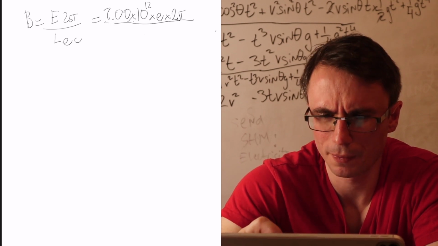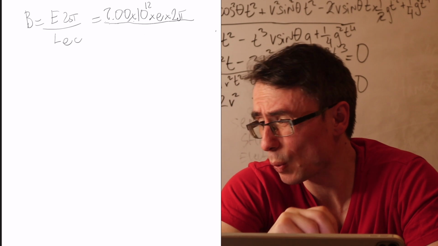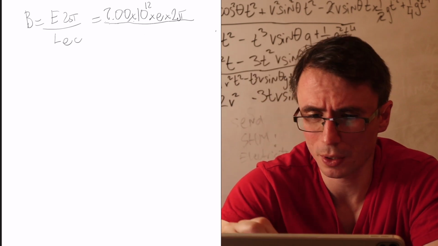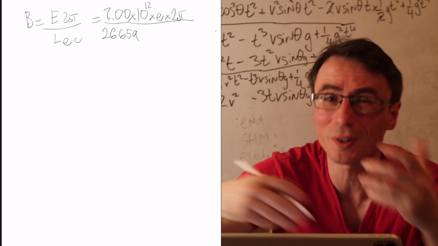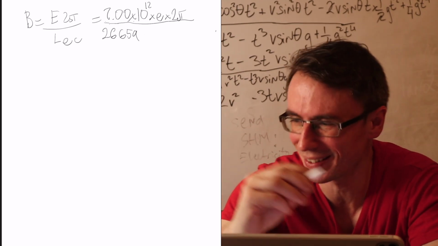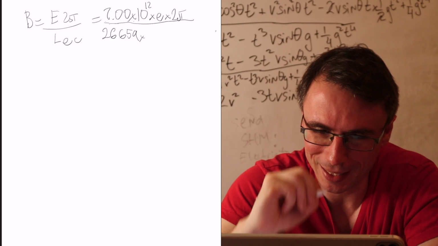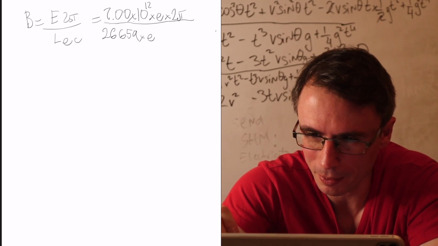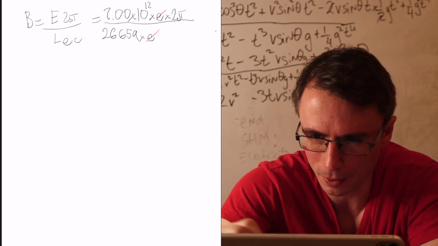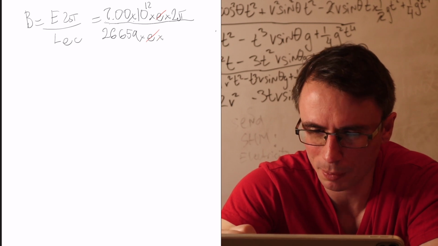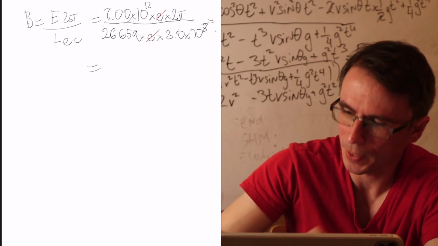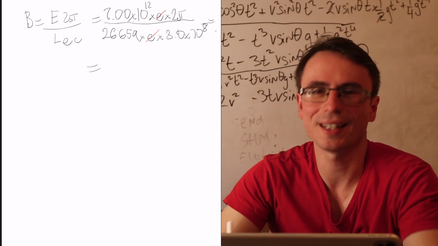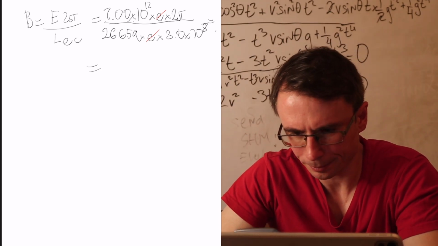Actually, we know the circumference L. What was L? It's given to quite a lot of significant figures in the question. So 2, 6, 6, 5, 9. I'm probably not gonna give my answer to this many significant figures, but let's just roll with it. e, which is gonna cancel out. Boom, be gone. e, and then multiply this by the speed of light, 3.0 times 10 to the power of 8.